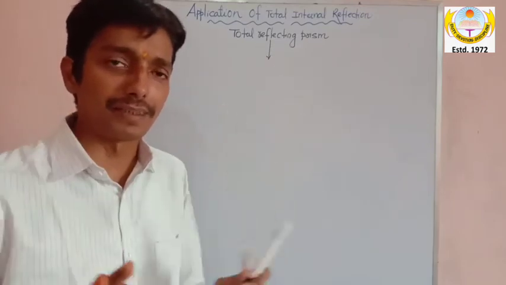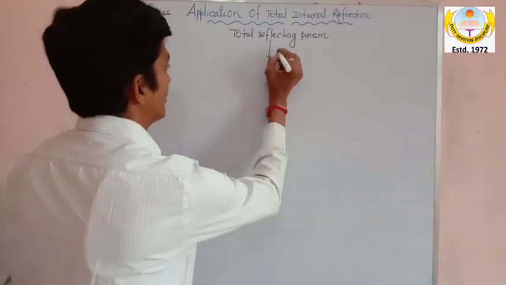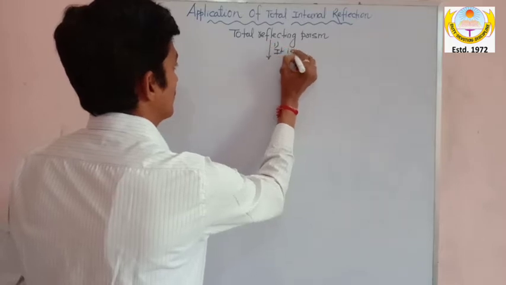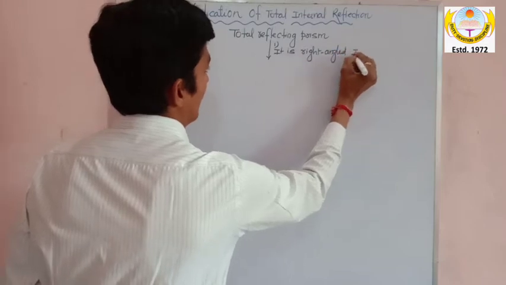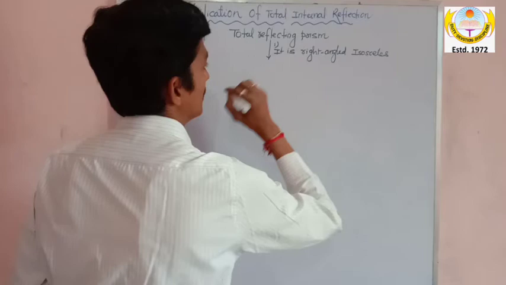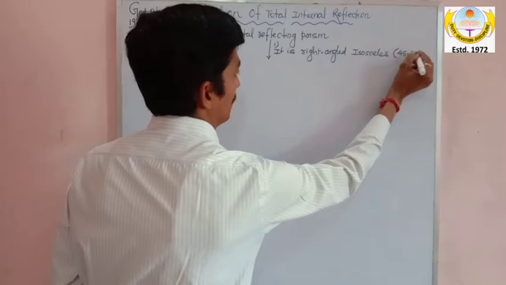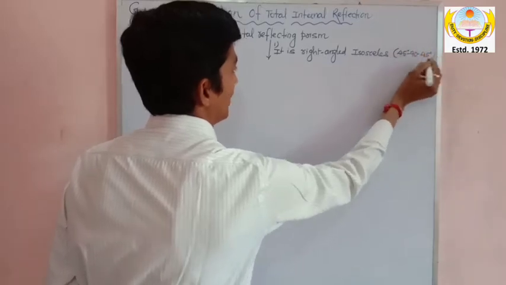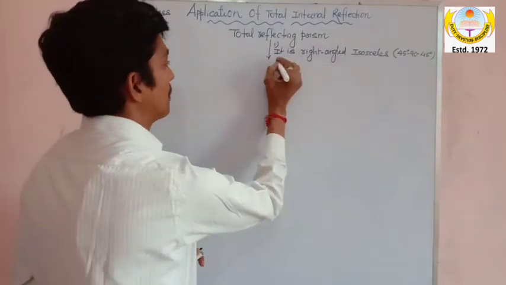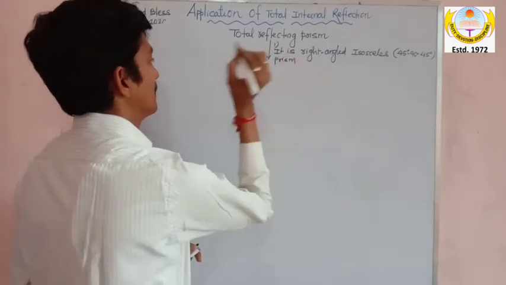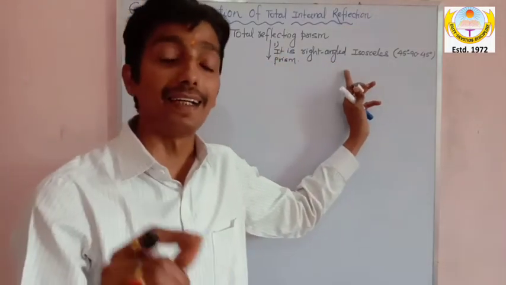Now, my dear, the first point which I would like to tell about the total reflecting prism is that it is a right angled isosceles prism. You all know isosceles, that is 45, 90, 45. The opposite angles are equal, that is 45, 45, you can see. So you should be aware that the total reflecting prism is a right angled isosceles prism.